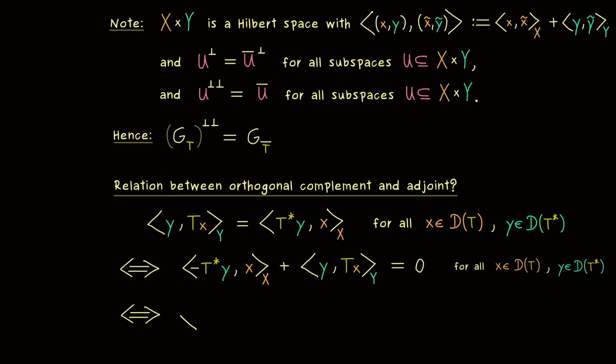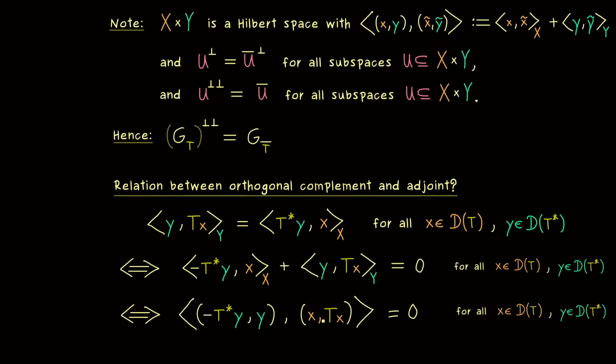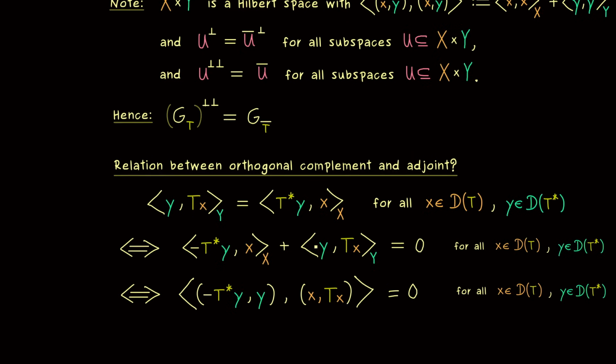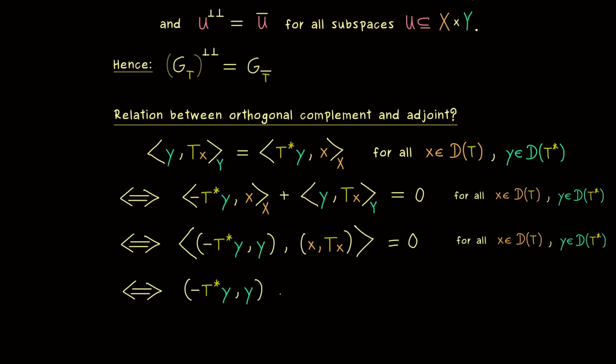To make this clear, maybe let's write it down with 2 pairs. The first one here is the pair consisting of -T* y together with y. And then the second entry is just x together with Tx. And this is the inner product, and it's equal to 0. And there you should recognize that the second term here, (x, Tx), is just the graph of T. So we actually have that the first pair here lies in the orthogonal complement of GT. And this is correct for all vectors y in the domain of T*.